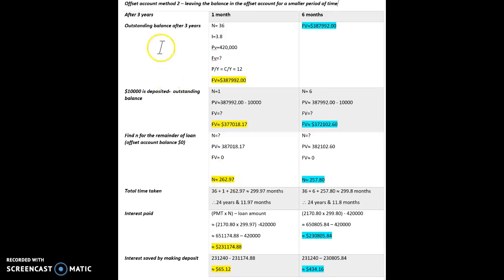Now, so far we've had 3 years, 1 month, and then the remainder is 262.97 months. So the total time taken, 3 years, 1 month, and then the remainder of the loan is here. And you can do the conversion. The interest paid on the loan, you can work that one out. Is the payment times how long it took to pay off, subtract the amount borrowed here, and then the interest saved is that subtracted from the original amount on your original scenario. And so you can see they save $65.12.